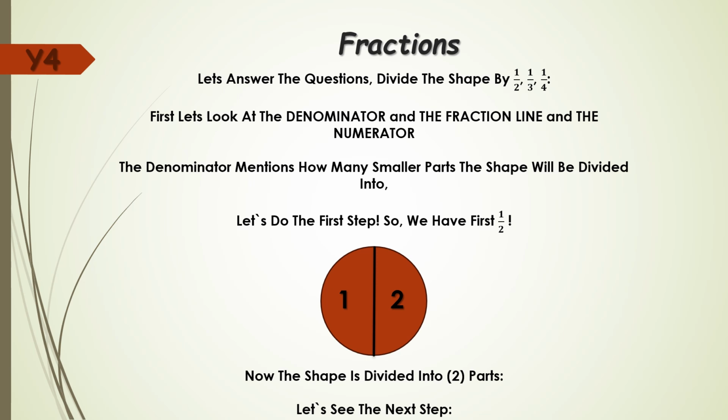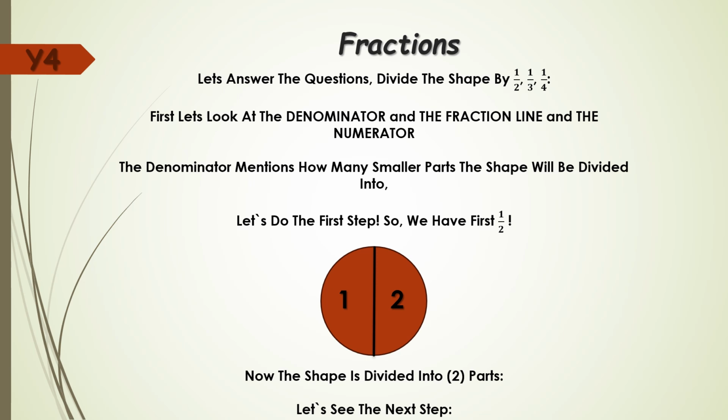What is a denominator? The denominator tells how many smaller parts the shape will be divided into. Let's do the first step. The first question we have: divide the shape by half. Okay, first we get the denominator. What is the denominator? The number down of the fraction. In this case, in the half, it is 2. So, we'll divide any shape by 2, into 2 parts. Now we will take the circle and divide it with half.